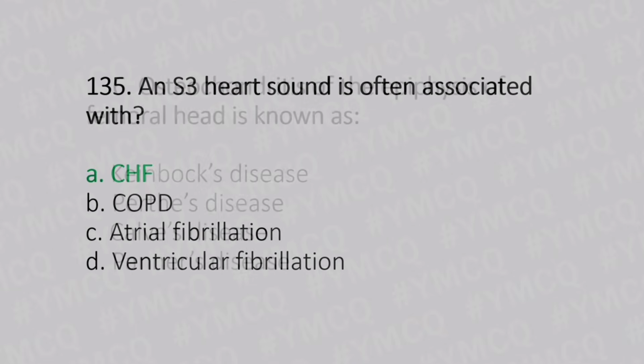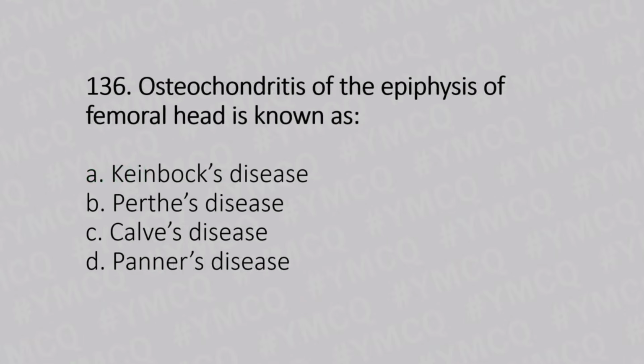Moving to question number 136. Osteochondritis of epiphysis of femoral head is known as: option A, Köhler's disease; option E, Perthes disease; option C, Calvé disease; option D, Panner's disease. And the answer is option B, Perthes disease.